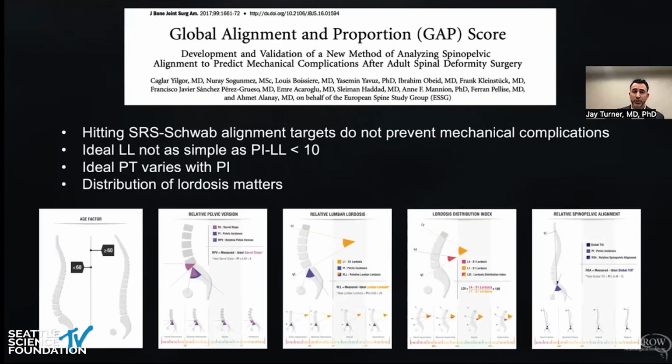And that distribution of lordosis matters. So, if your target's 50, having 40 of that in the upper lumbar spine is probably not ideal, and trying to restore more physiologic lordosis, and what's physiologic is up for debate, but there have been more and more normative studies to look at this.